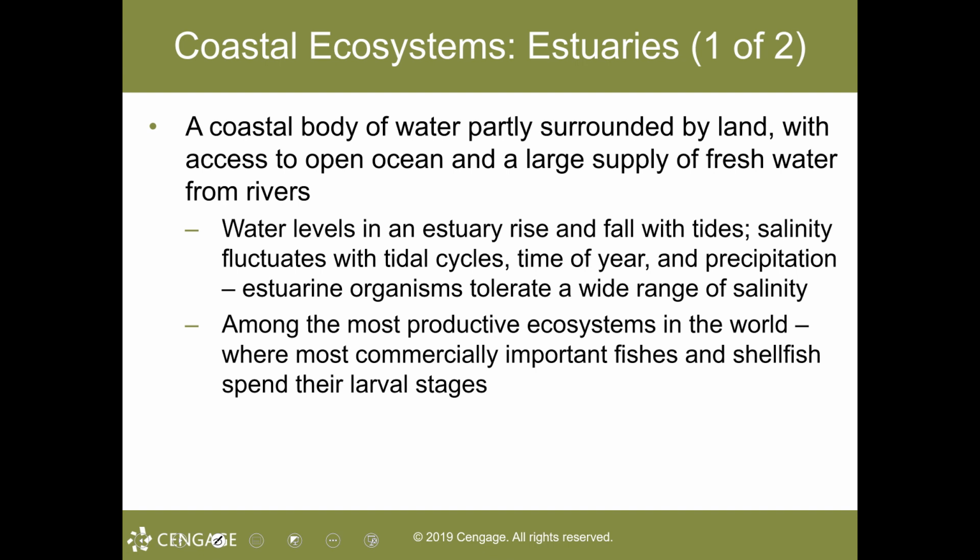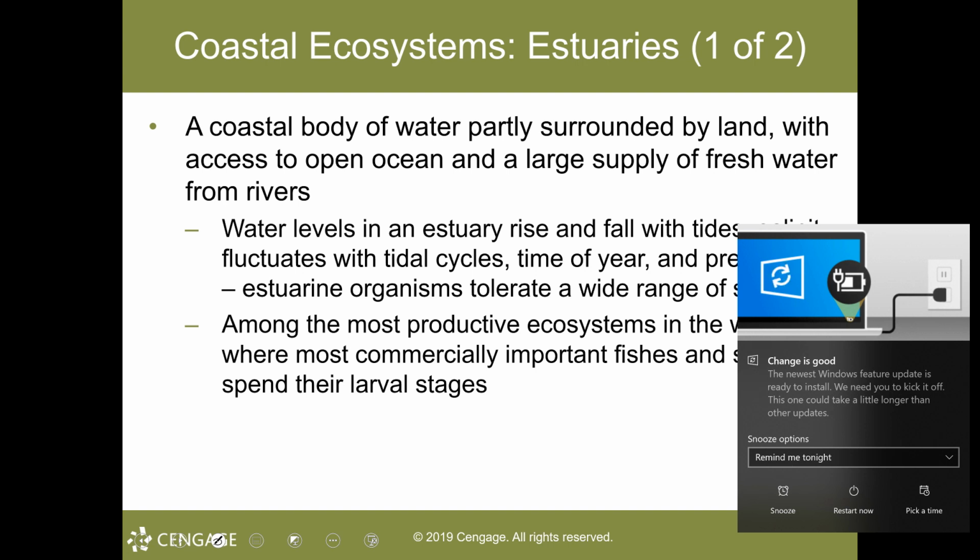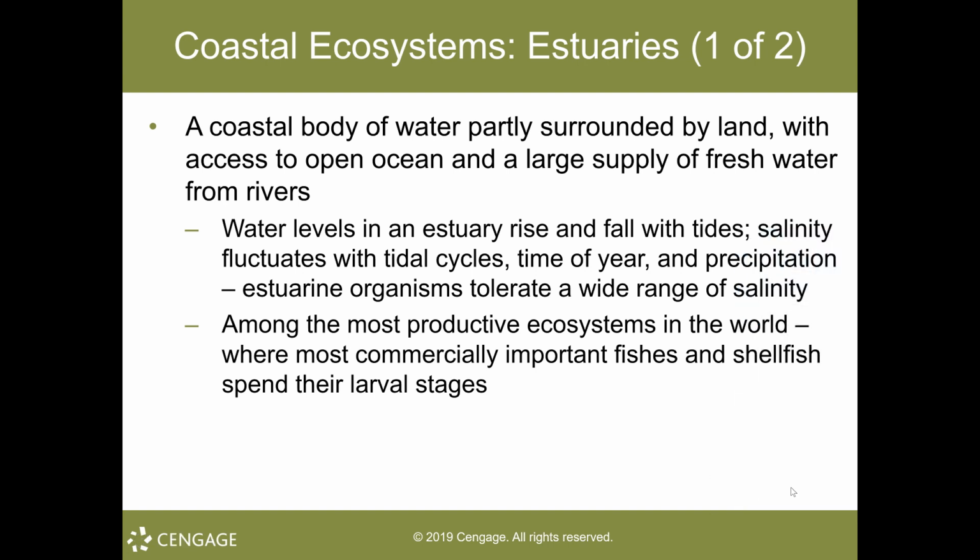Water levels in an estuary rise and fall with the tides, and salinity fluctuates with tidal cycles, the time of the year, and precipitation. Salinity also changes gradually within the estuary from fresh water at the river entrance to salty water at the ocean mouth of the estuary. Because estuaries undergo marked daily, seasonal, and annual variations in temperature, salinity, and other physical properties, estuary organisms also have a wide tolerance to such changes.